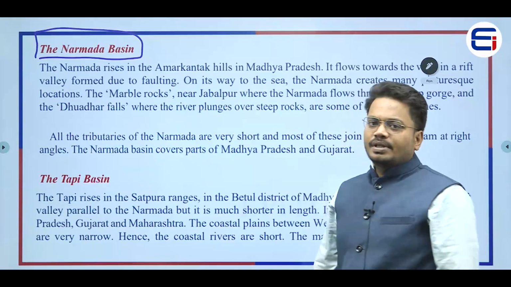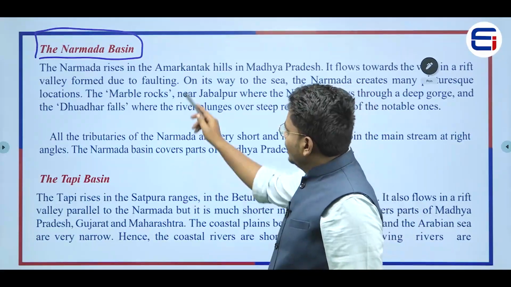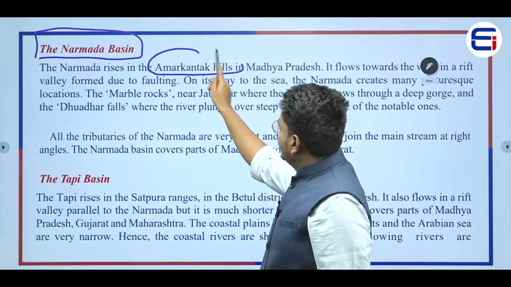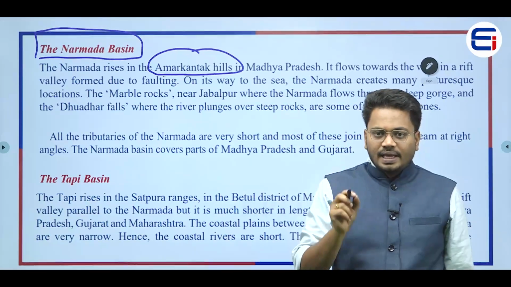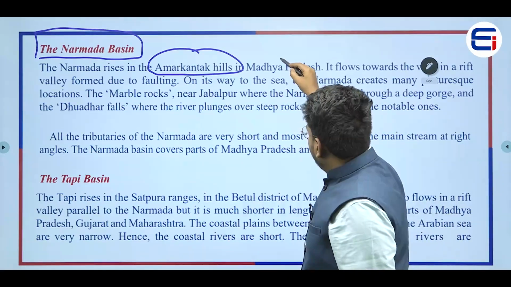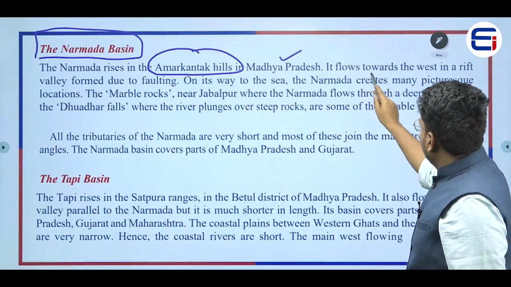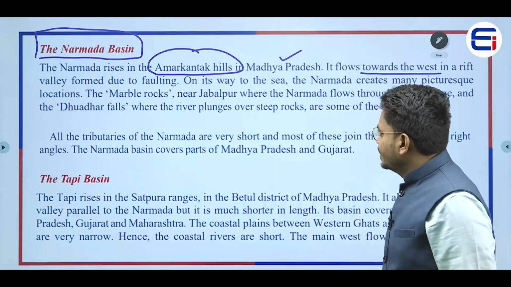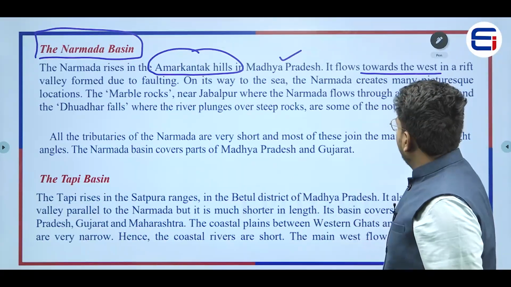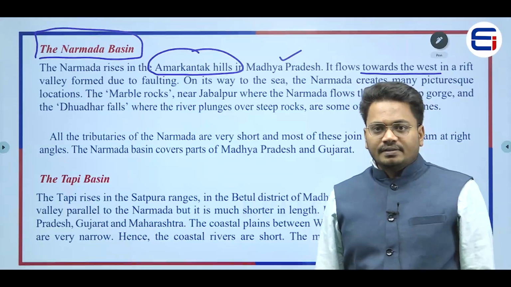Now, if you see this Narmada Basin, where is the point of origin? The origin is in Amarkantak Hills, and these Amarkantak Hills are in Madhya Pradesh state. This river flows towards the western side from the point of origin, and it flows through a valley, right. What is that valley? It is a rift valley.